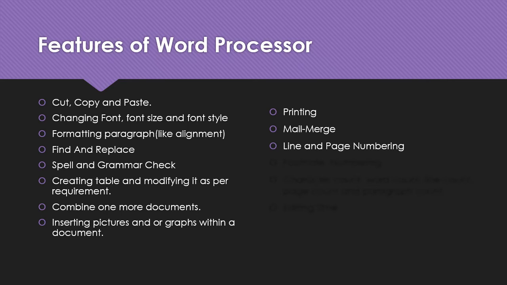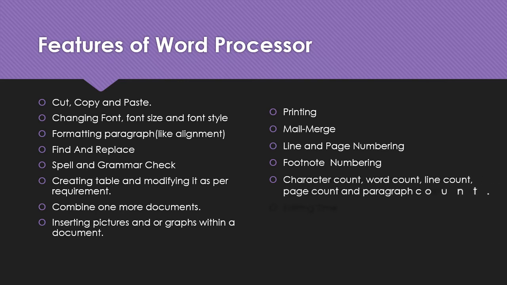Line and page numbering. You can count the number of lines and the number of pages which you have done. Footnote numbering. Yeah, if you want to give footnote numbering, you can. Character count, word count, line count, page count, and paragraph count features are also there. Editing time. At the time of writing, if you want to mention at what time you wrote it, you can mention the time.